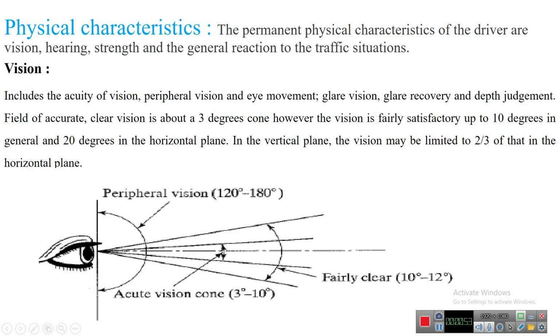Acute vision is the most important. At an angle of 3 degrees to 10 degrees, you will see most objects clearly, including text. All the things you see in the acute vision cone, that is 3 degrees to 10 degrees. So vision is the most important to identify what the object is, whether the vehicle is standing or going, the parking lights, signals, markings, road designs. For everything, acute vision is important.